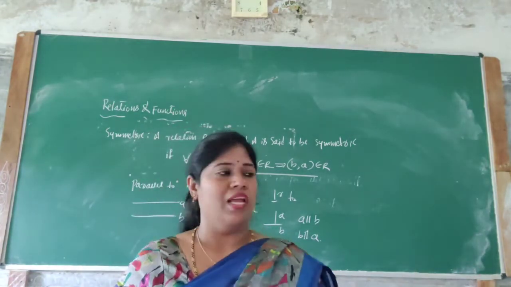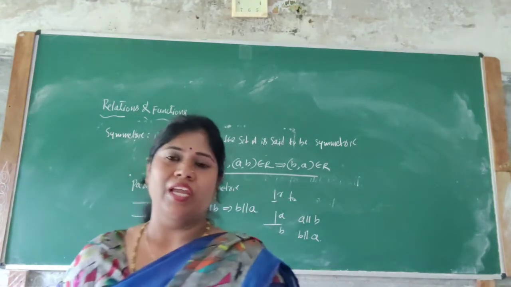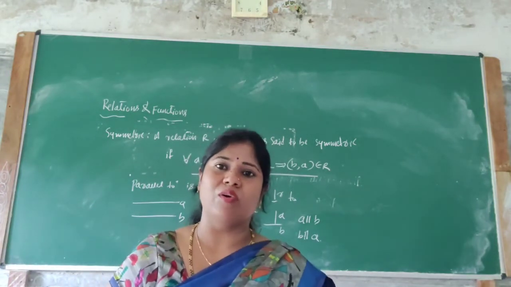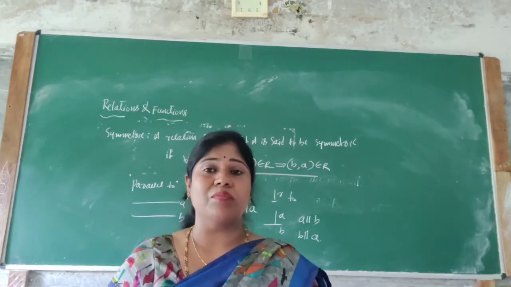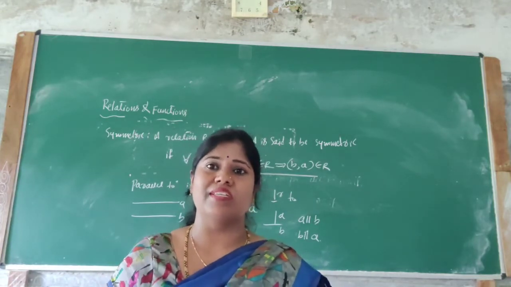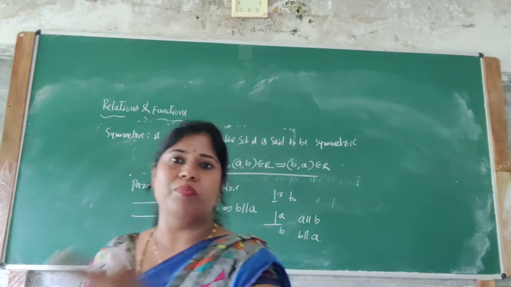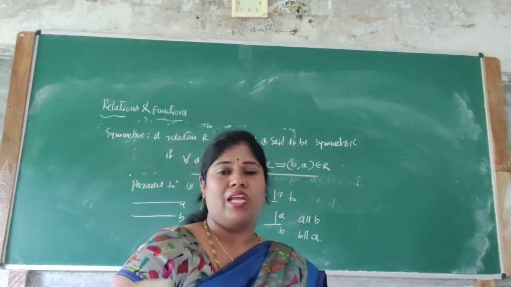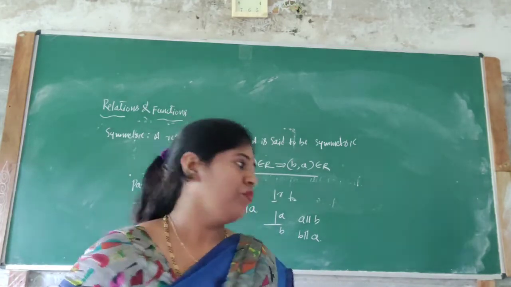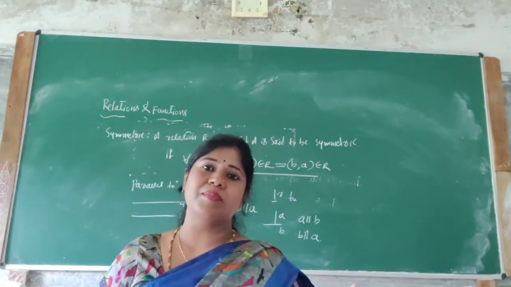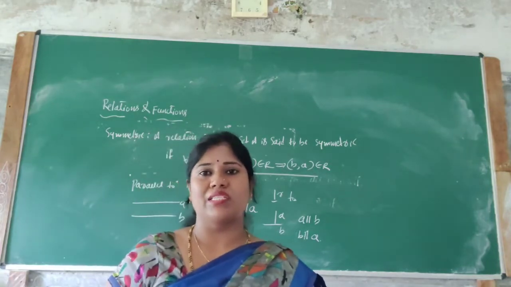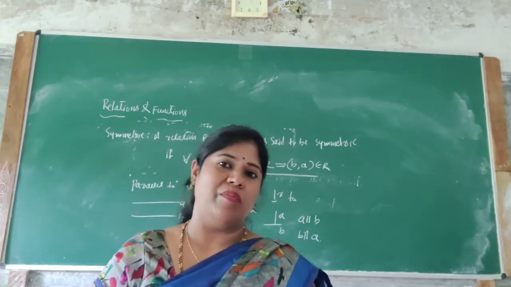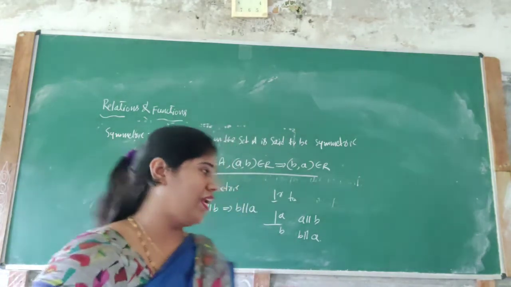So, next example. A is a brother of B. If A is a brother of B, B should also be a brother of A. No, it may not be possible because B may be a sister of A. Is it right? If A is a brother of B, B may not be a brother of A. It may be a sister of A. So it is not a symmetric relation. We can give the example: A is parallel to B and B is also parallel to A.